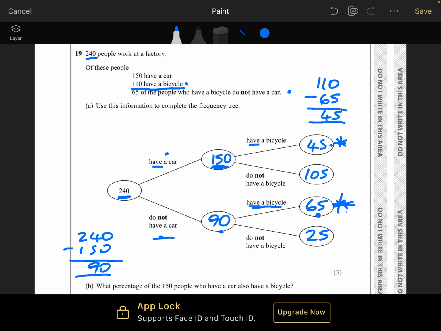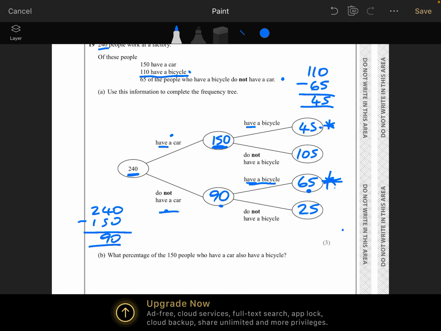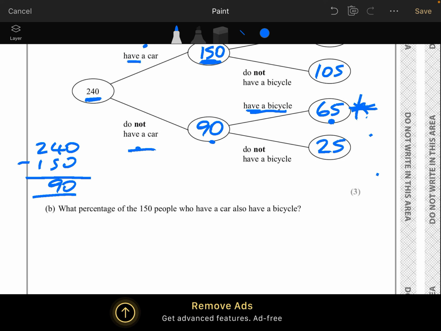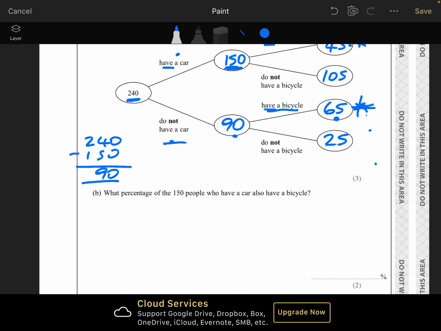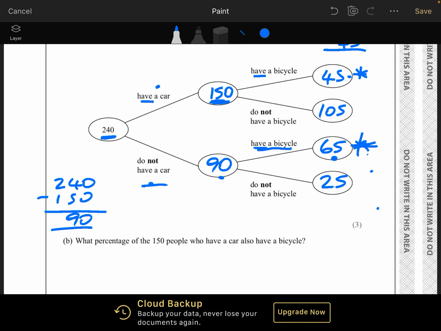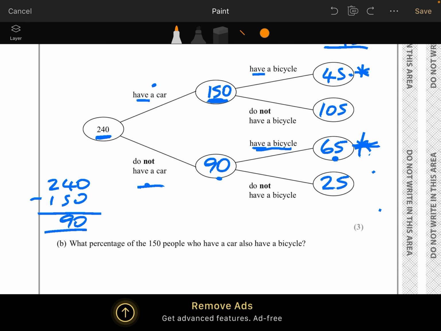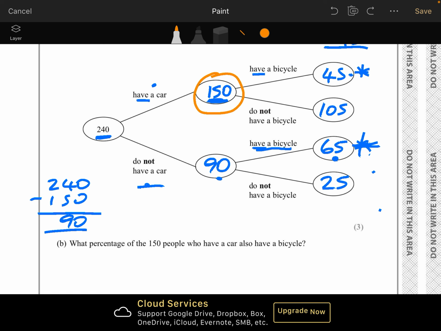I think you need to probably read it several times to sort it out, because you might get it back to front like I did at one point. Then it's asking me a question about the table that we've just done. It says, what percentage of the 150 people who have a car also have a bicycle? I'm going to change colours now just to make sure we don't get confused about what I'm saying. So we only really need the diagram there.